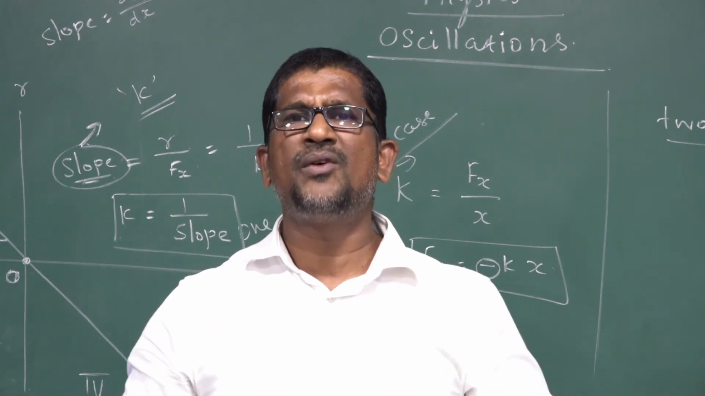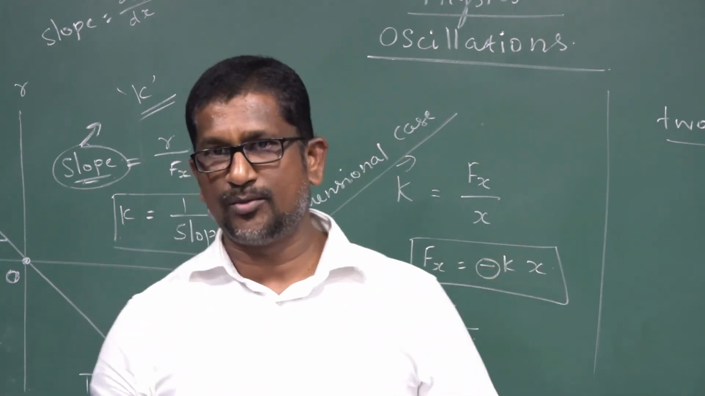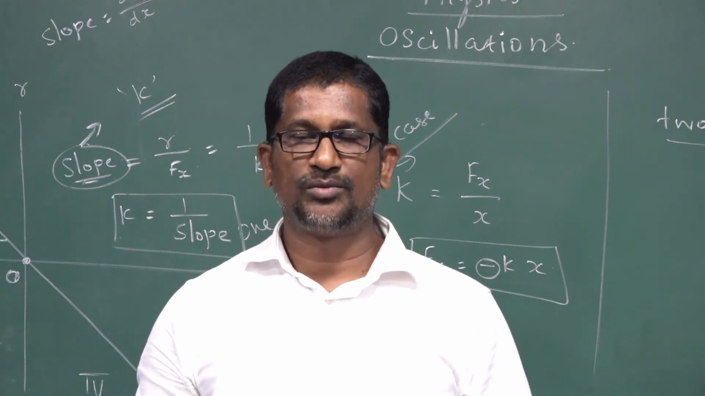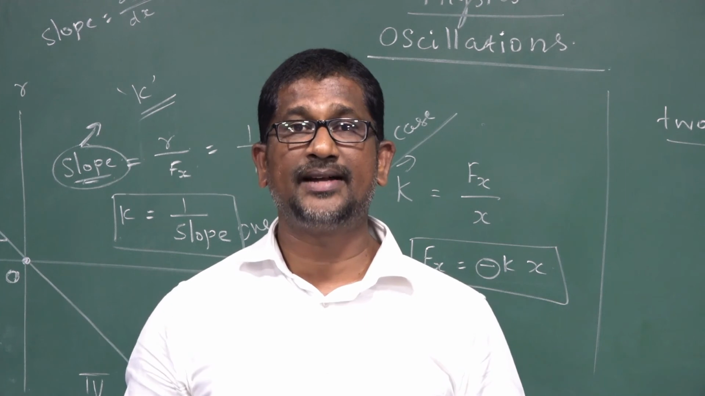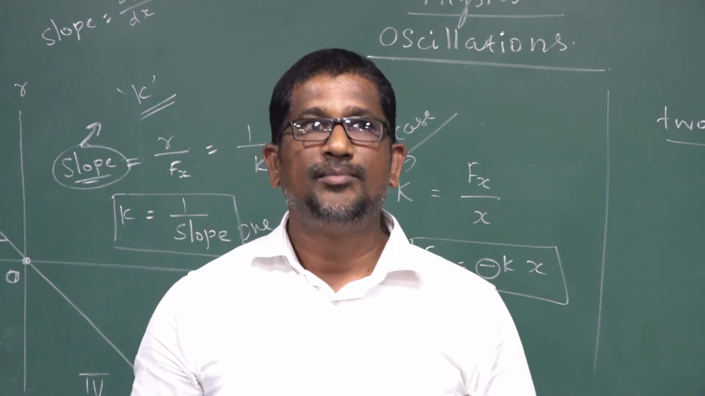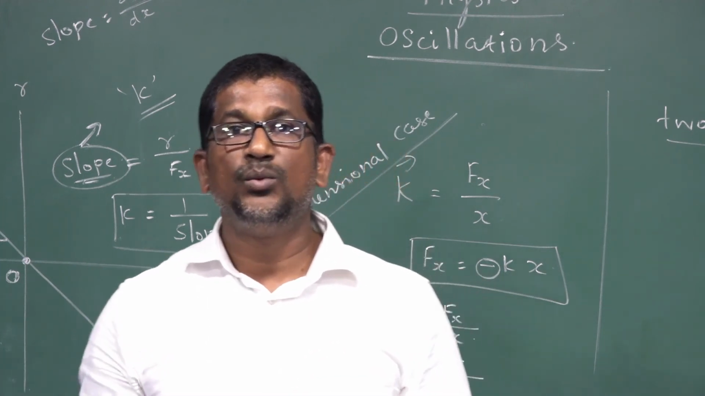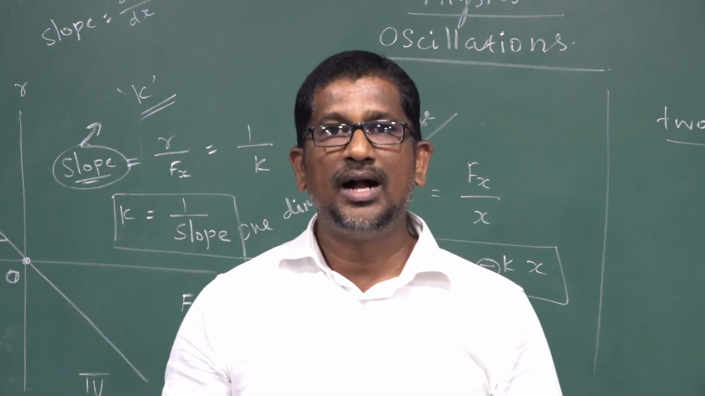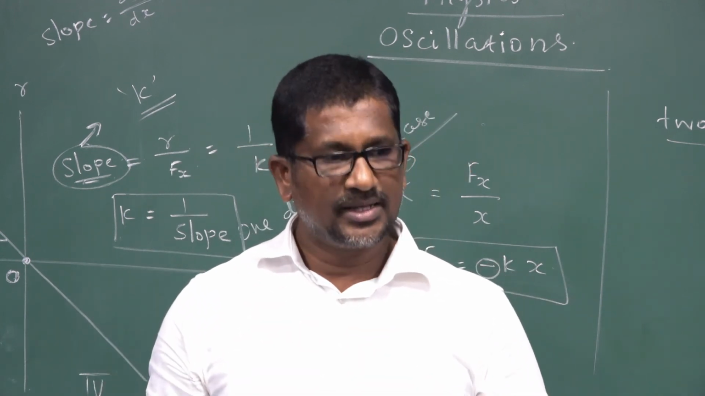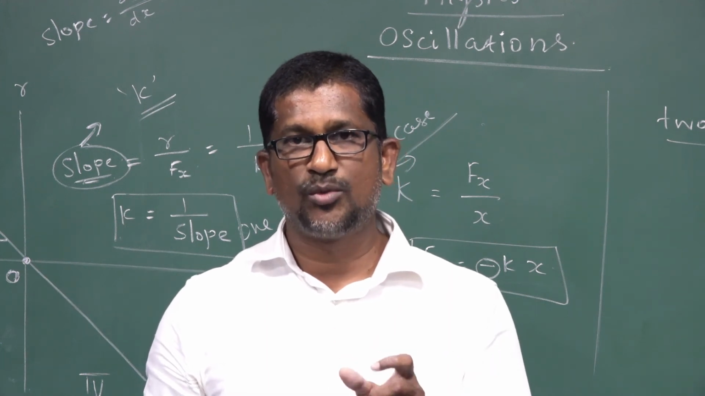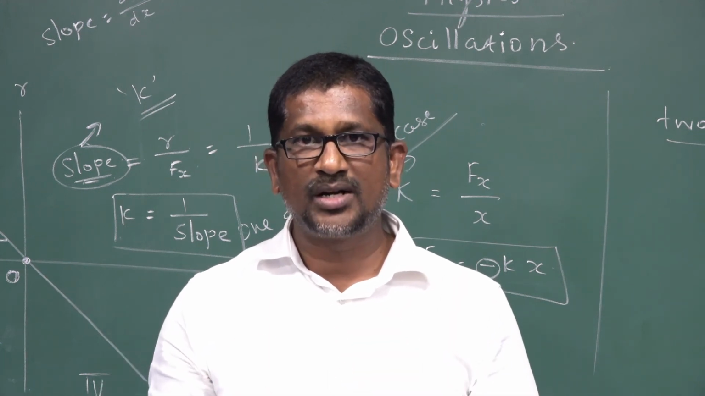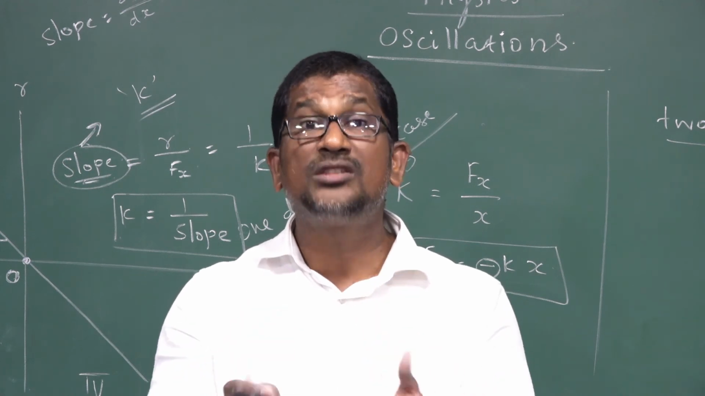A special type of oscillatory motion is simple harmonic motion. What is meant by simple harmonic motion? A simple definition is there. If the particle oscillates with constant amplitude and at a single frequency, then the motion is called simple harmonic motion. Okay? So simple harmonic motion is nothing but a particle oscillating with constant amplitude.